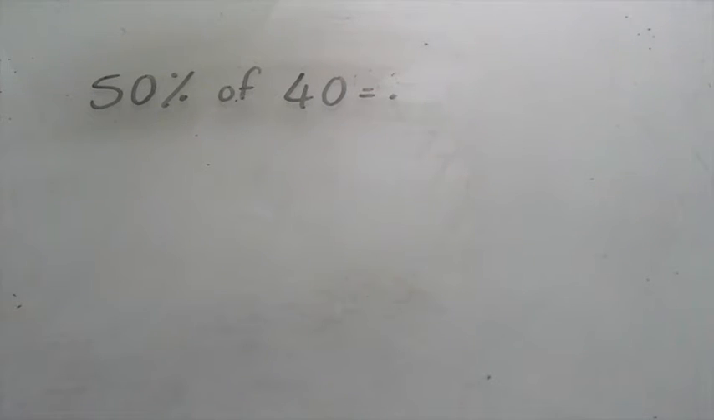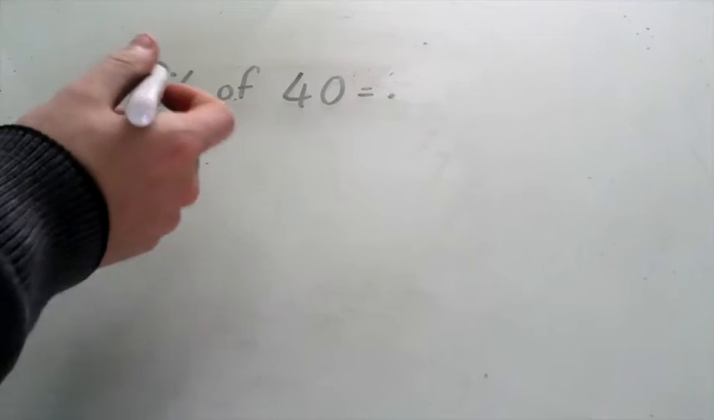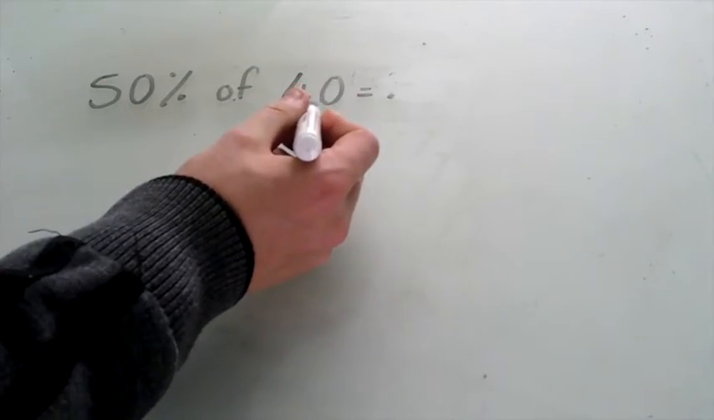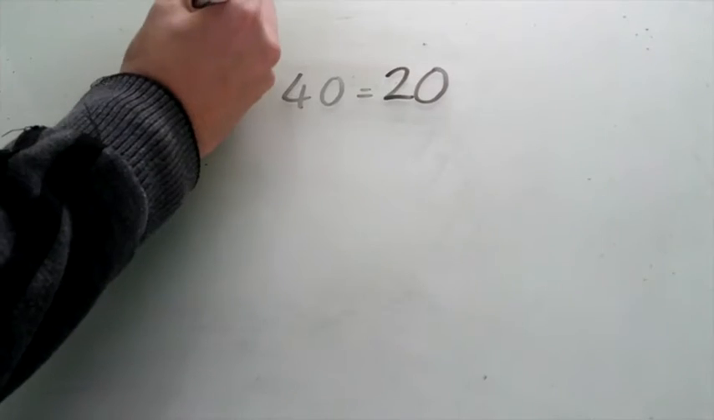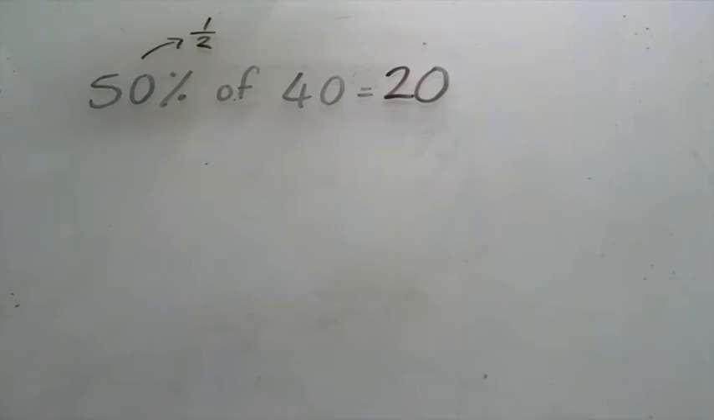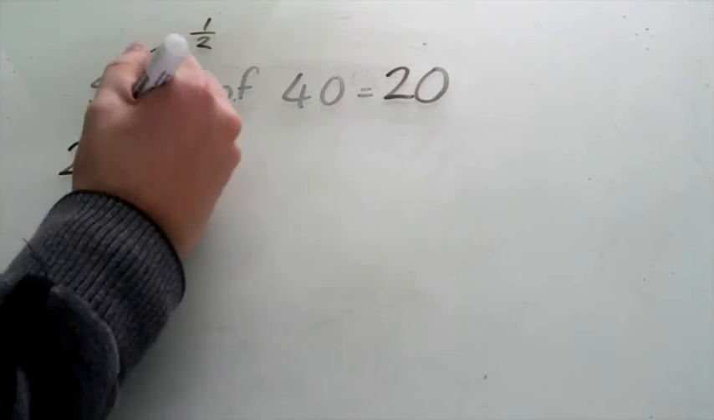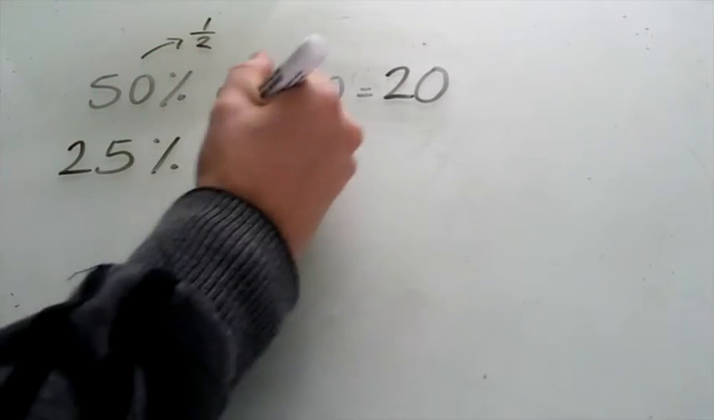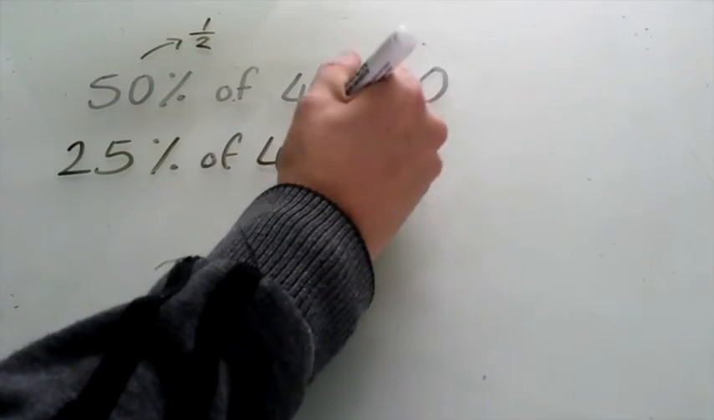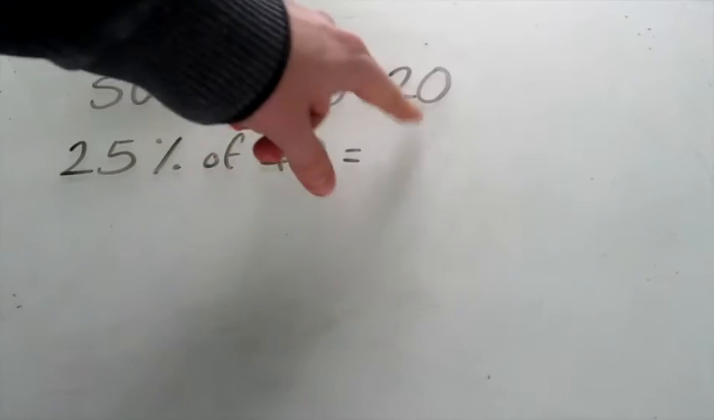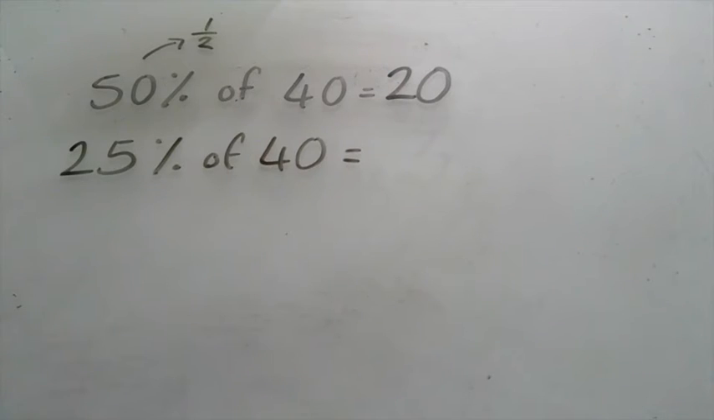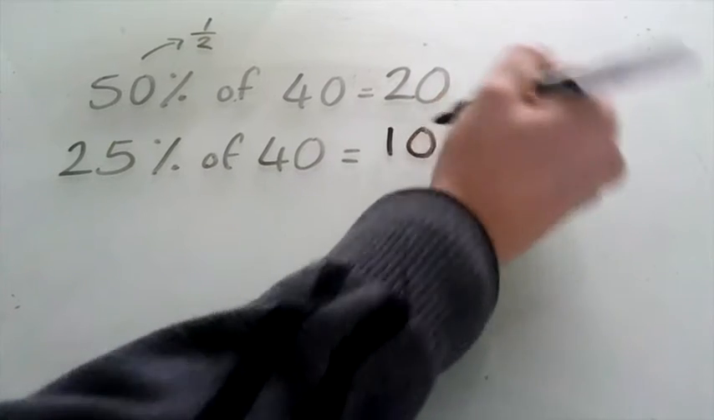Let's have a look at this example then. We've got 50% of 40. So 50% of 40, that means half of 40. So that will give us 20, because our 50% is equivalent to a half. If I was then to say, can we find 25% of 40? There are two ways you can do this. Either you find 50%, which is 20, and then halve it again, because half of a half is a quarter, which would give us 10.